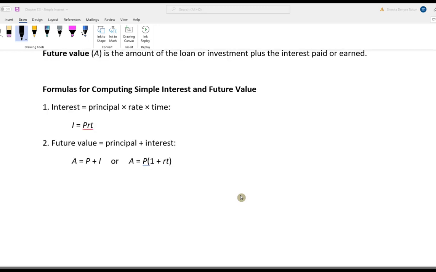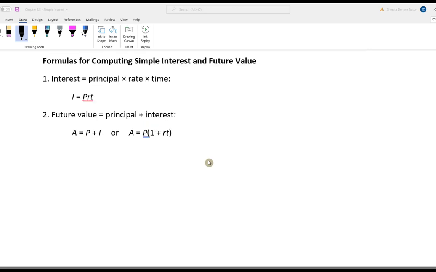So these are the formulas that you'll use to calculate simple interest and future value. The interest is calculated as principal times rate times time, or I is equal to P times R times T. Future value is equal to the principal plus the interest. So what you can do is you can calculate the interest and then add it on to the principal, and that will give you your future value. There's also another formula. A is equal to P times (1 plus RT).